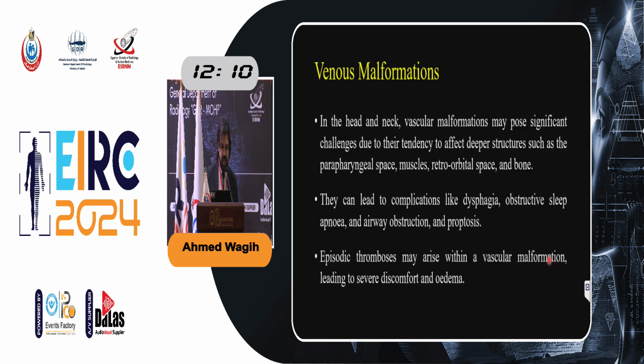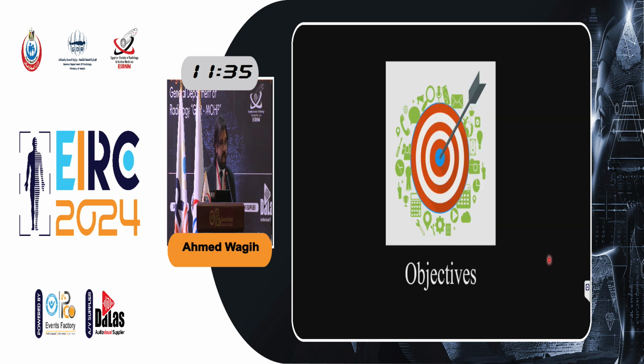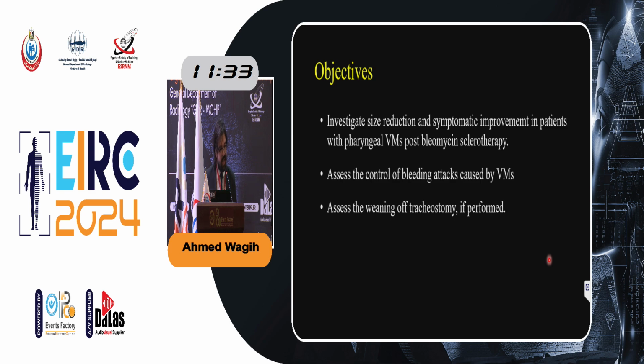In the head and neck specifically, vascular malformations can pose significant challenges due to their tendency to affect deeper structures such as the parapharyngeal space, muscles, retroorbital space, and bone. They can lead to complications such as dysphagia, obstructive sleep apnea, airway obstruction, and proptosis. And then also episodic thrombosis might arise within the vascular malformation, leading to severe discomfort, edema, and pain. The formal resection of venous malformations is a very complex and potentially risky surgical task with a very high rate of recurrence.